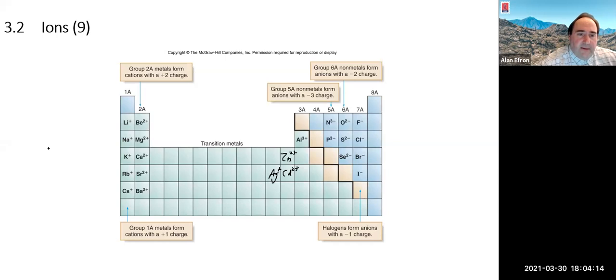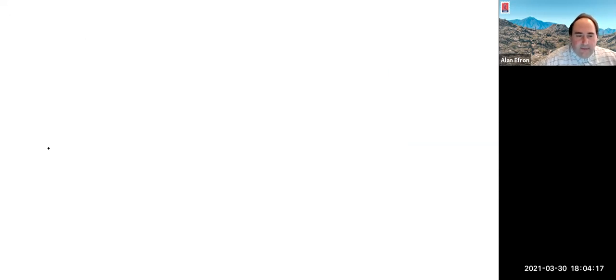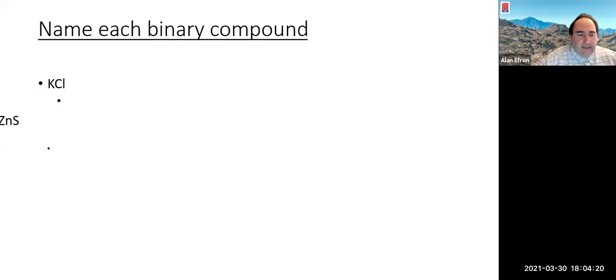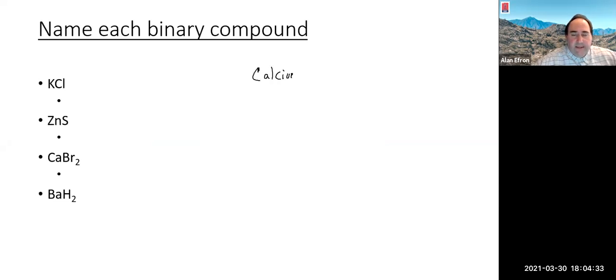All right, so why don't we take a look at some here, give you a chance to try a few. For each of these on the left-hand side, why don't you take a couple minutes and write the correct name? Actually, let me give you some names and see if you can write the formulas. So let me try calcium nitride. Let's go with aluminum oxide. Let's do potassium phosphide.